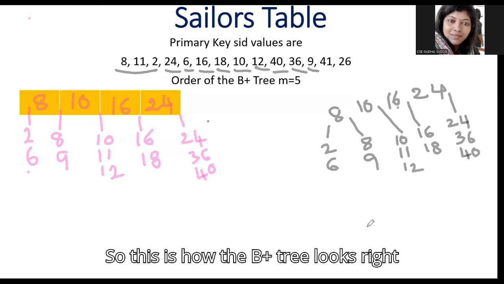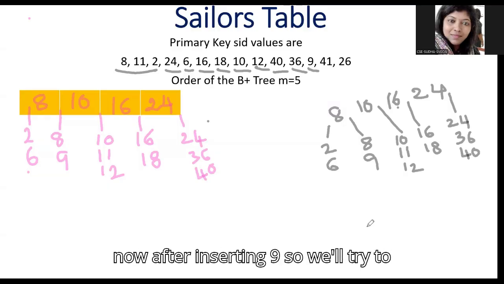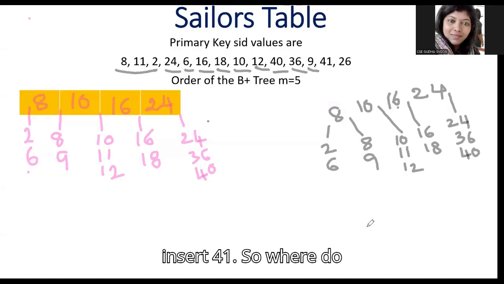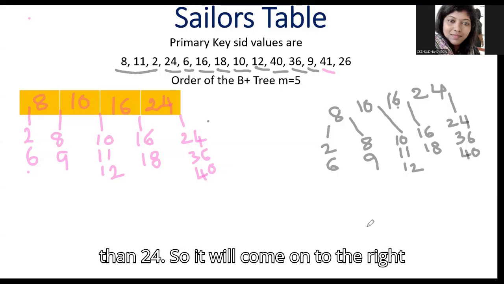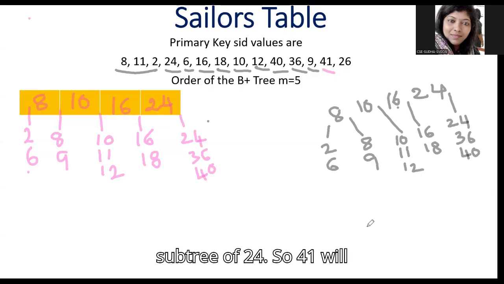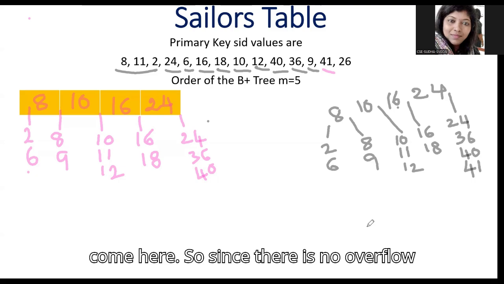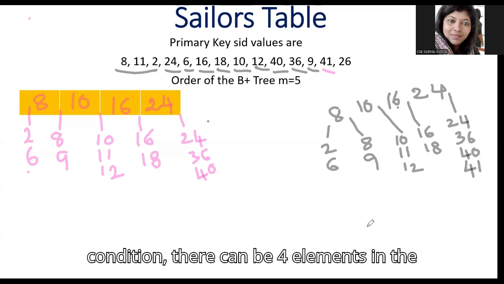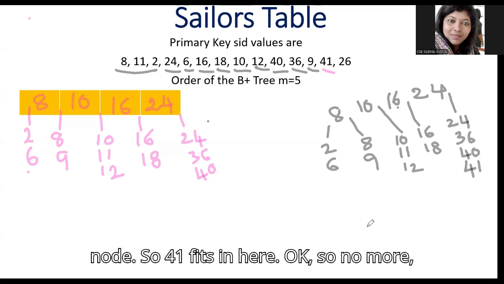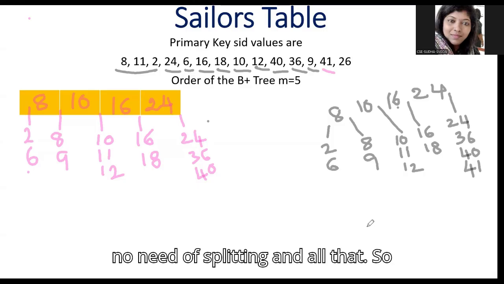So this is how the B plus tree looks right now after inserting 9. So we'll try to insert 41. So where does 41 go? 41 is greater than 24, so it will come onto the right subtree of 24. So 41 will come here. Since there is no overflow condition, there can be 4 elements in the node, 41 fits in here. So no need of splitting and all that.